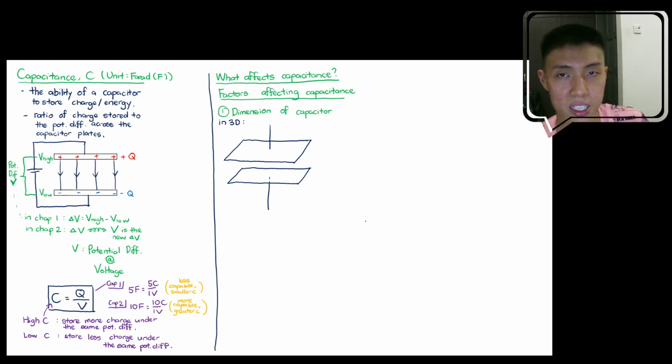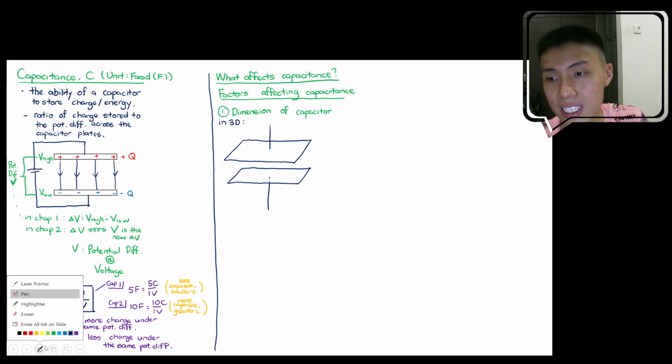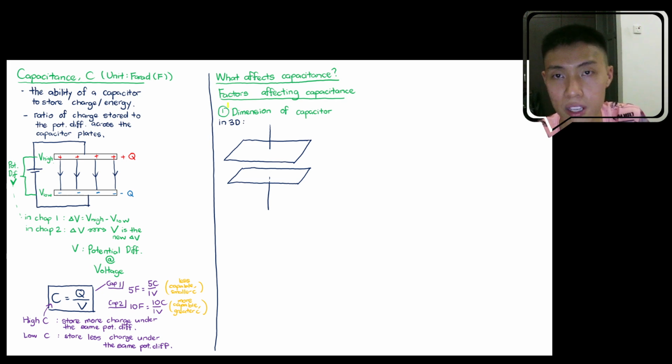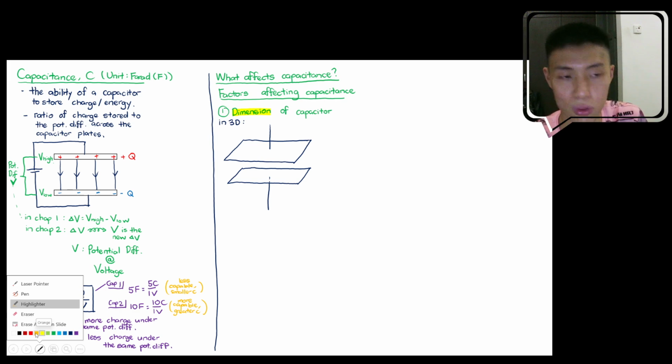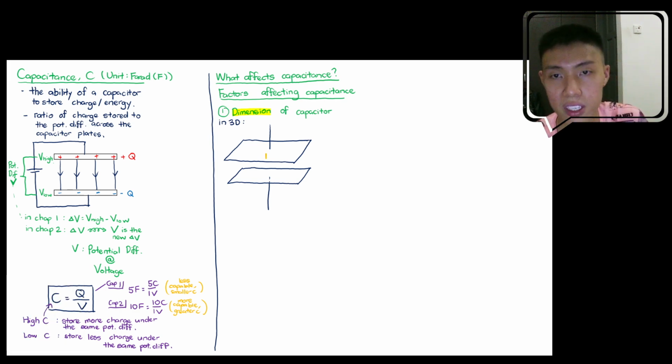When I talk about dimension, dimension means size, like the dimension of your luggage. So what are the things that we can talk about when we talk about size? There are actually two things. First, you can talk about how wide the capacitor plate is. How wide is this? This one will be called the area of the capacitor plate.